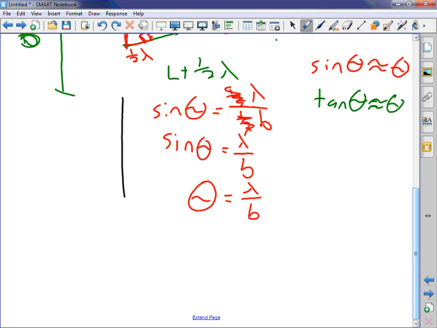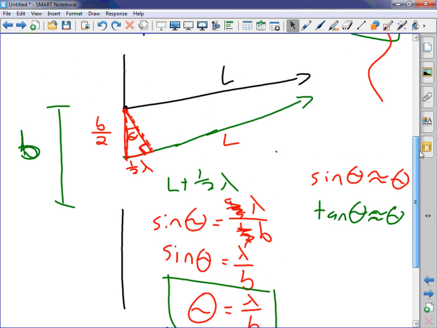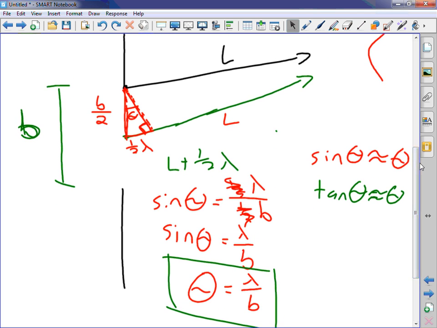So now this is the equation that you find in your packet that you're going to want to use. But whenever it comes to usefulness, it's really not useful at all. Let's look at what we're talking about. Theta equals the wavelength of light divided by the slit width. Not very useful at all.